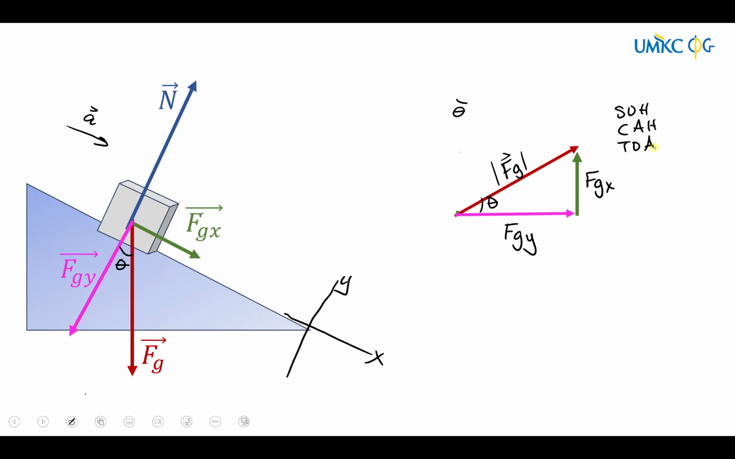So SOHCAHTOA, sine is going to be opposite over hypotenuse. So my sine is going to be the x and my cosine is going to be y. This is a great example of why we do not want to always assume that x is cosine and y is sine, because sometimes it is flipped. Each situation, we really should stop, take a minute, think about it, take our time when solving these problems.